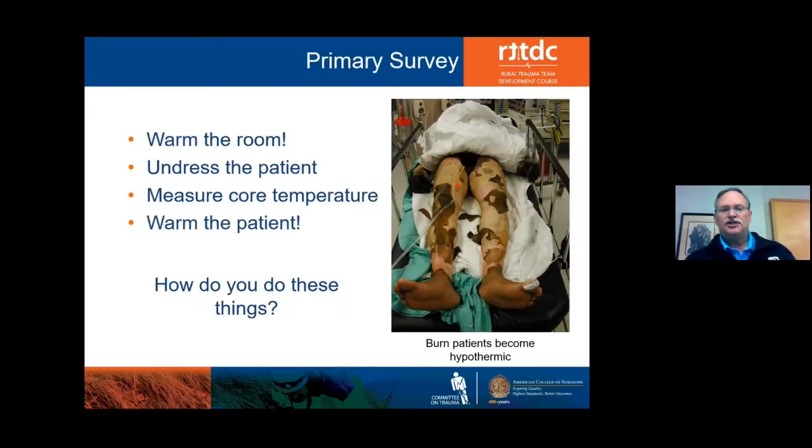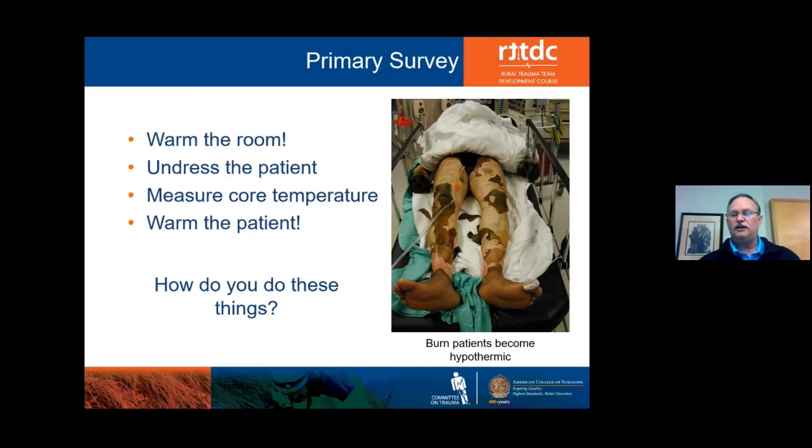Okay. So the important part of the primary survey is you want to warm the room as much as possible if you have those means. If you don't have the means to warm the room, then you want to do everything else you can do. So that would include removal of clothes, not only to help prevent further hypothermia, but to expose any potential injuries that you might miss.